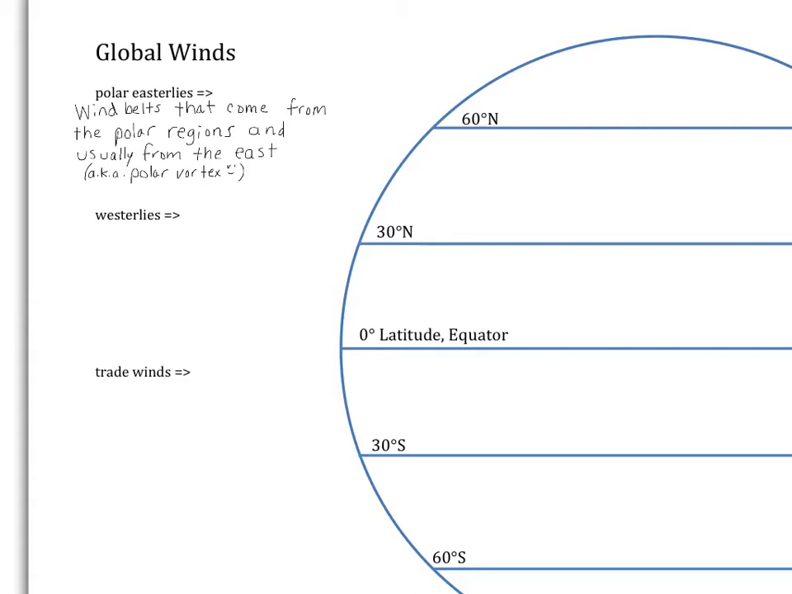Now, a few things to keep in mind about the names of these winds is that wind is named by where it's coming from, not where it's going to. So you'll notice this first one, the polar easterlies. These are wind belts that come from the polar regions, hence the name, and are usually from the east. And hey, you guys remember how ridiculously cold it was this winter? Well, that was because of the polar vortex. That's what we're talking about here.